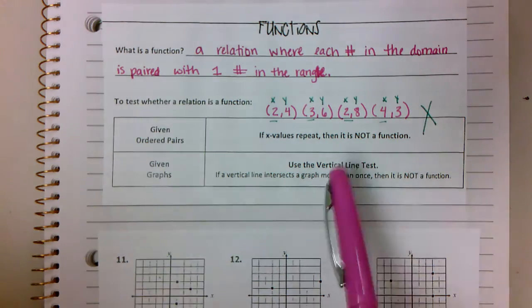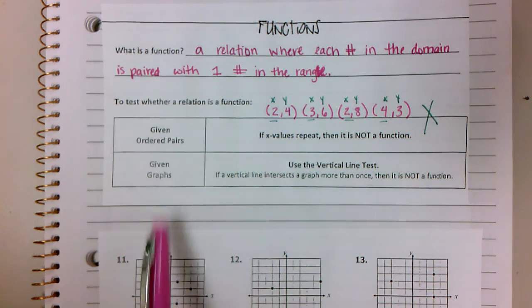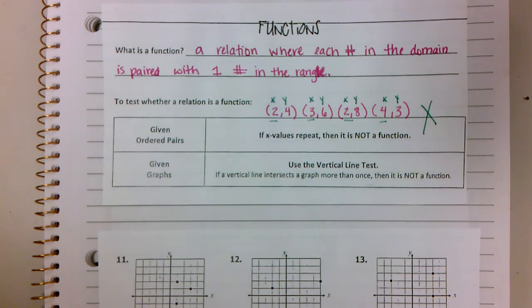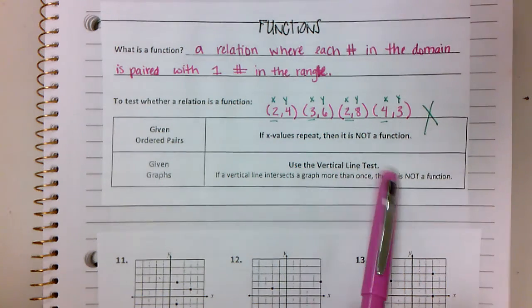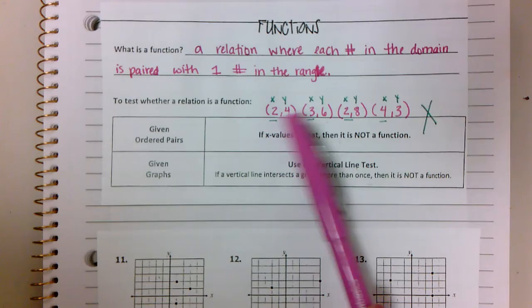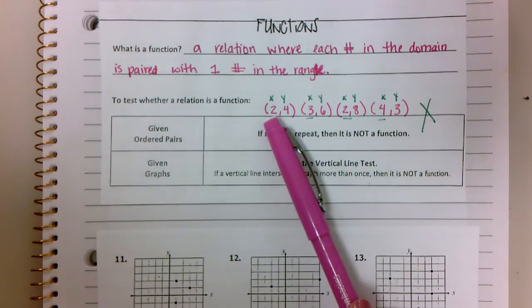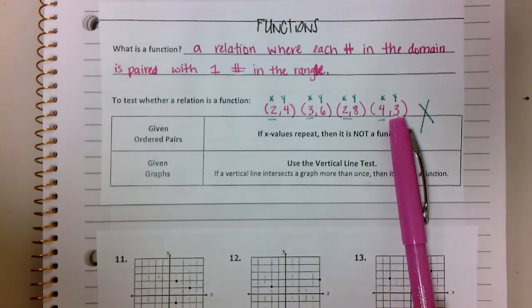Another way is to use the vertical line test. Now this is if you've been given a graph, and we're going to look at some examples down below. There's 6 of them. I'm going to do a few of them, and then I'm going to let you do the rest on your own. So you're going to use the vertical line test to see if it's a function or not. So if the x's don't repeat, it's a function. You're good to go. However, if they do repeat, it is not a function.